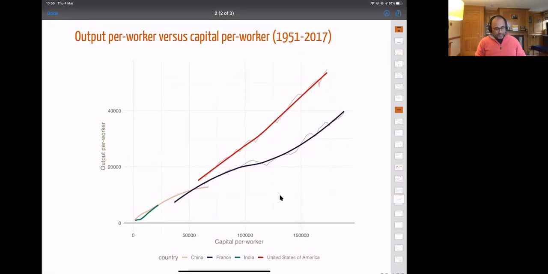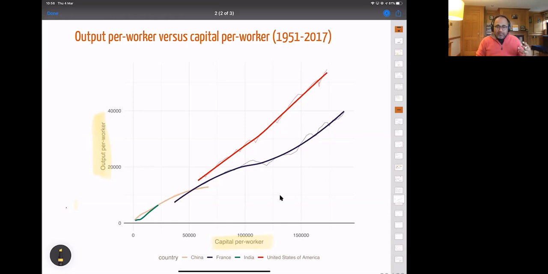This is the first graph I want to show you. This is from a shorter period, 1951 to 2017. On the horizontal axis, you have capital per worker. On the vertical axis, you have output per worker. So we don't have effective output per effective worker, and the reason is that conceptualizing it is easy, but finding empirical evidence for A is more difficult, right? I mean, because A is intangible.